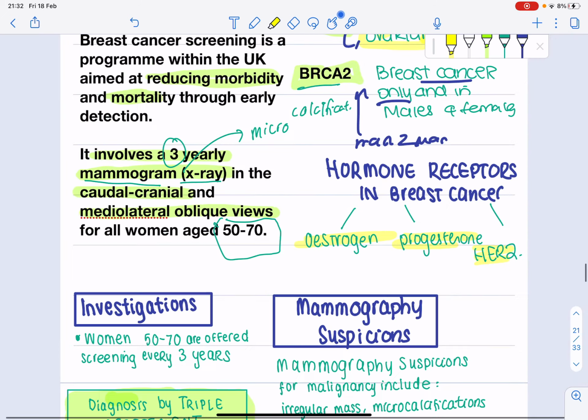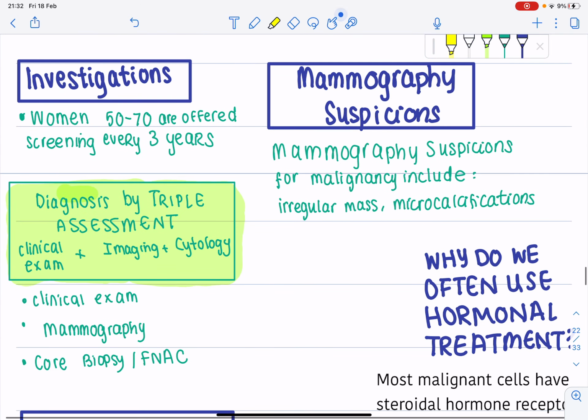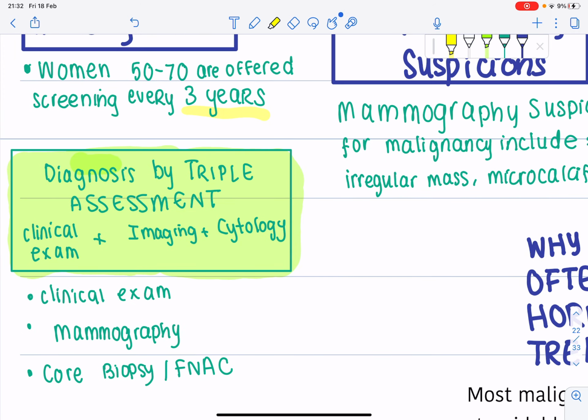What investigations are we likely to do in a patient suspected of breast cancer? Well, women are often screened every 3 years, as I already mentioned, but the diagnosis of breast cancer is by triple assessment.